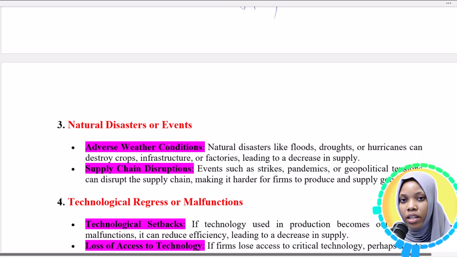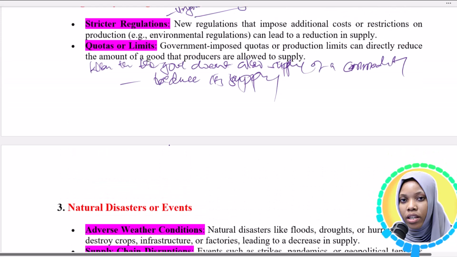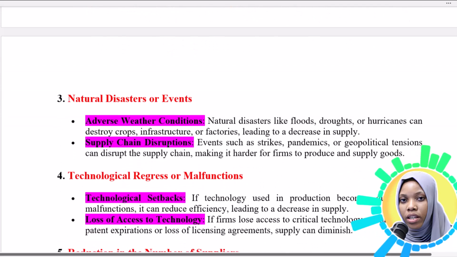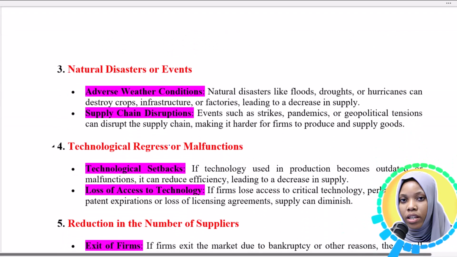Another factor that can reduce supply is natural disasters or events. Natural disasters like floods, droughts, or hurricanes can destroy crops, infrastructure, or factories, leading to a decrease in supply, because the crops will be less or the infrastructure will be poor, so it will lead to a reduction in supply.